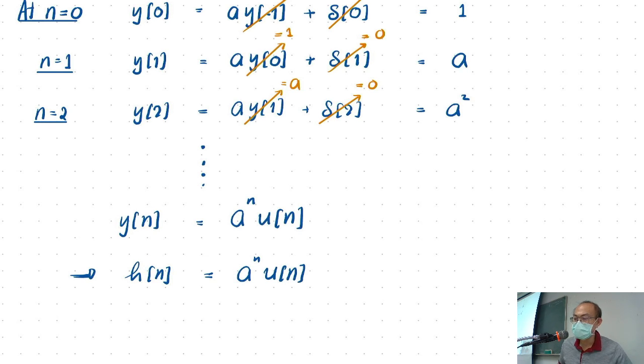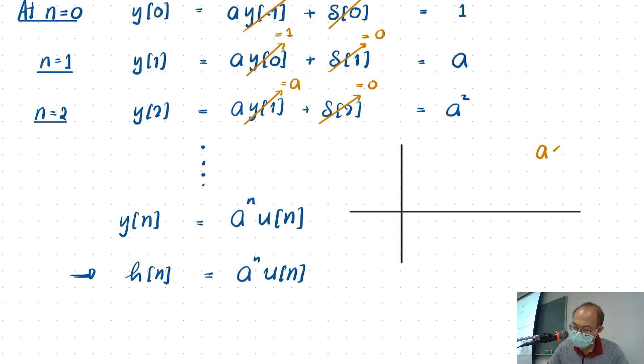All right. So you see, it's not that difficult, right? It's not that difficult. And if you plot the graph of this, assuming that a is between 0 and 1, the graph of h would look like this.